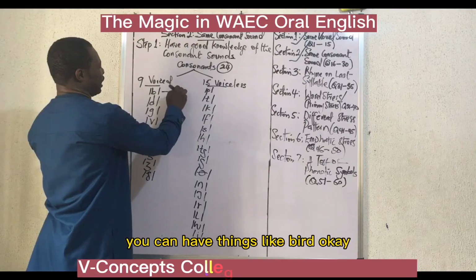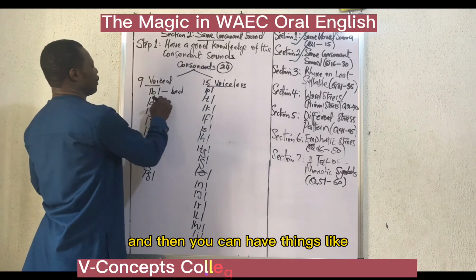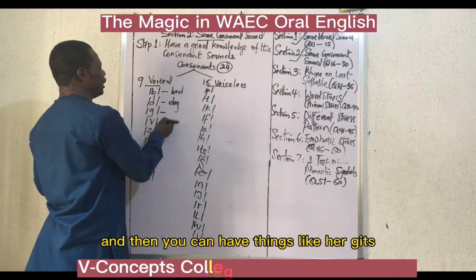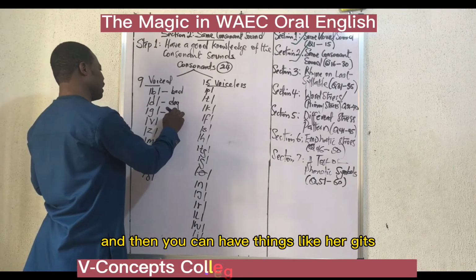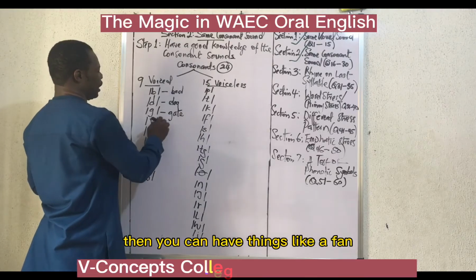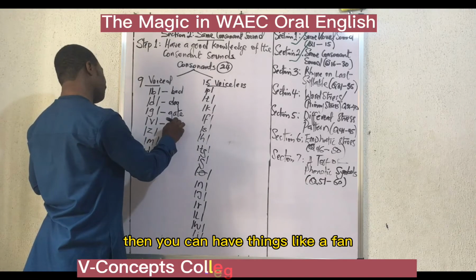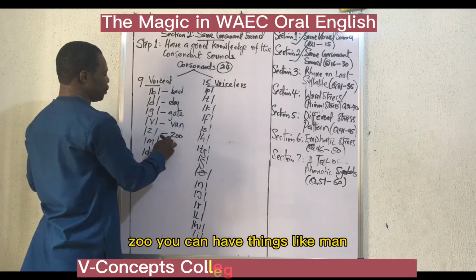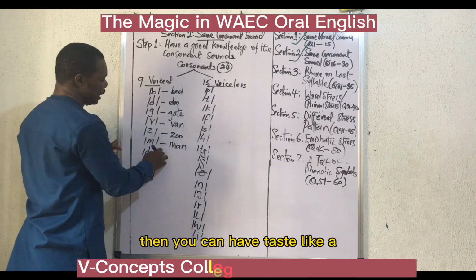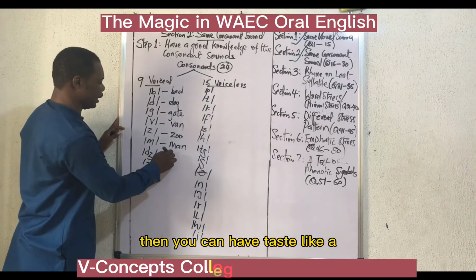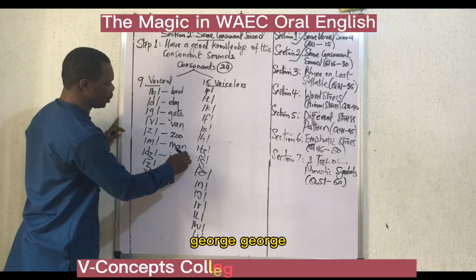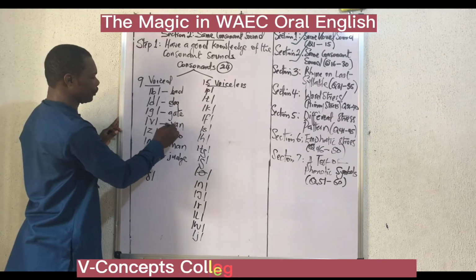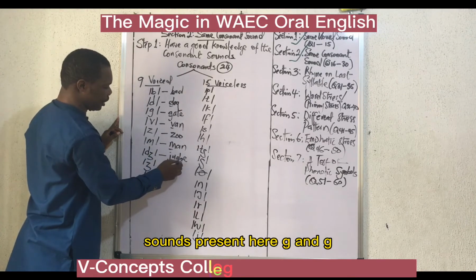You can have things like bird, okay, and then you can have things like dog, and then you can have things like gist. Then you can have things like van. You can have things like zoo. You can have things like man. Then you can have things like judge. So here the sound is present here, judge, okay? The sound is present here, J and J.